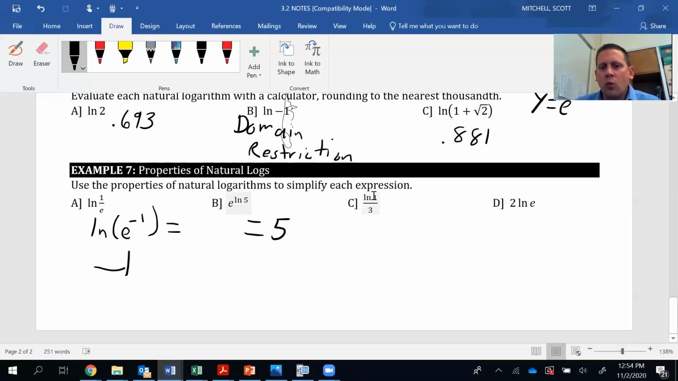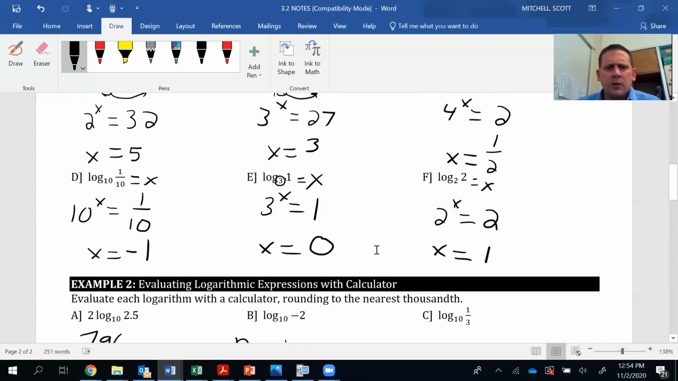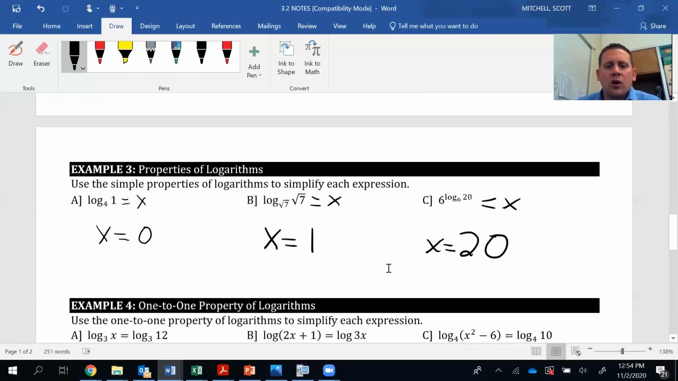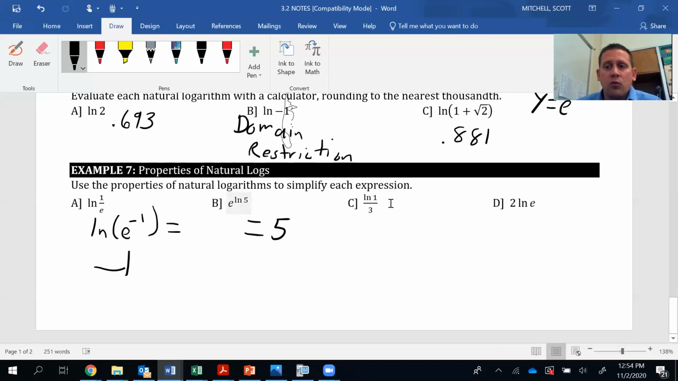So what's the natural log of 1 divided by 3? Well, was that one of our properties up here? If not, we can type it in the calculator. Natural log of 1 is 0. Okay, so I have natural log of 1, which is 0, divided by anything. It's going to be 0, whether it's 3, 33, 100, doesn't matter. And then what's 2 times the natural log of e? Remember we said the natural log of e cancels out. So that's just going to be a 2.